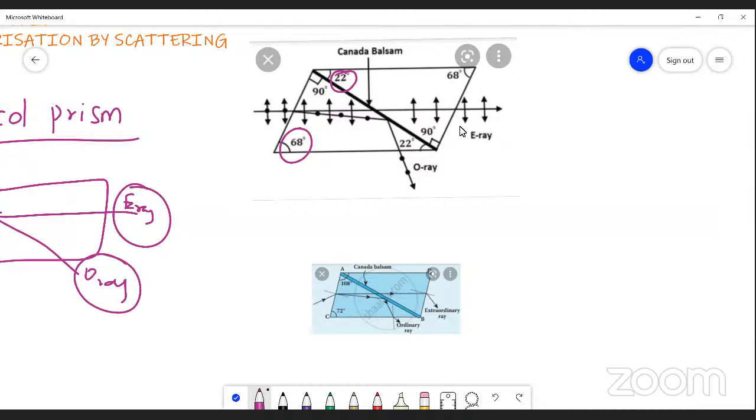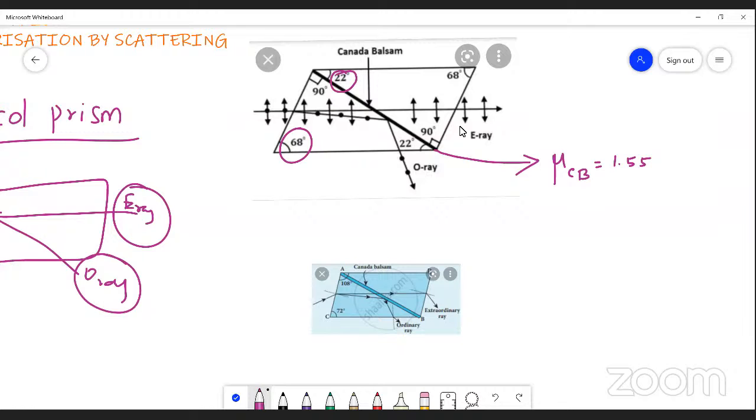Another very important point: the refractive index of Canada balsam is 1.55. Please take your textbook and note the points. The refractive index of Canada balsam is 1.55.